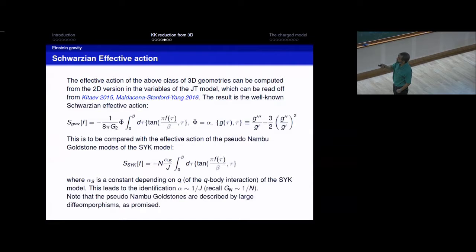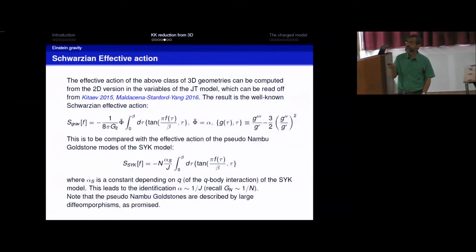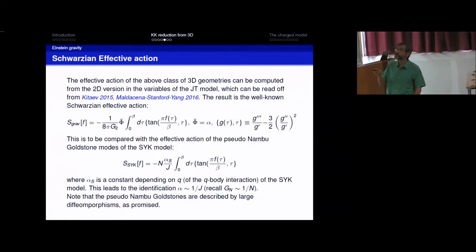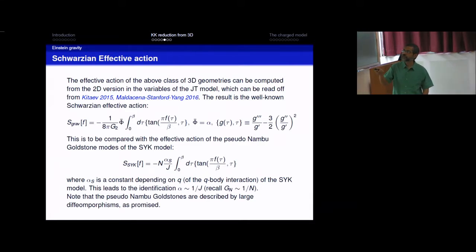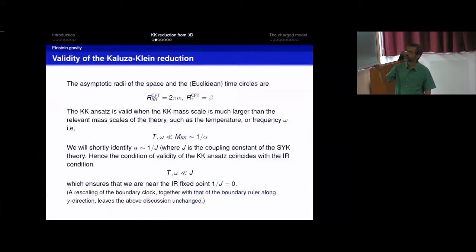So this phi bar basically gets identified with the proper circumference of the time circle, of the y circle, the third dimension, which I had called alpha. So by comparing this with what we have from the SYK model, this alpha gets identified with 1 over j. This is an identification which I had already used in the discussion of the Kaluza-Klein thing. Here, alpha was taken to be 1 over j.